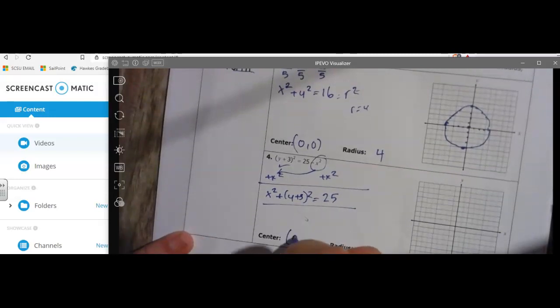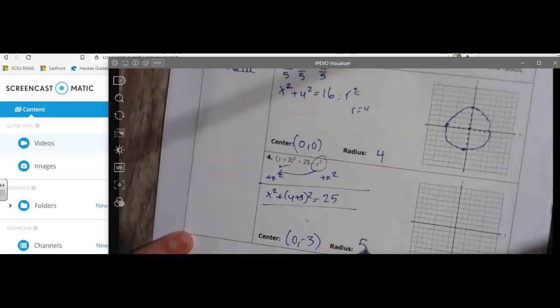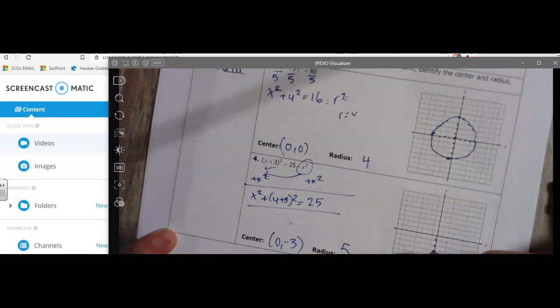So my center is going to be 0, -3, and my radius is going to be 5. So 1, 2, 3, negative, okay, and my radius is 5. 1, 2, 3, 4, 5.